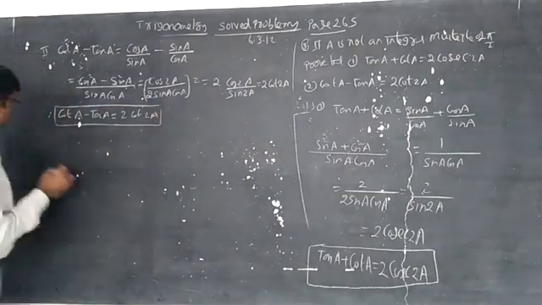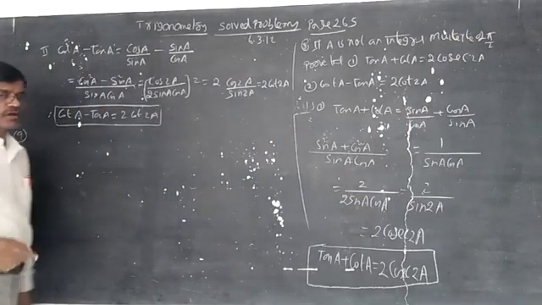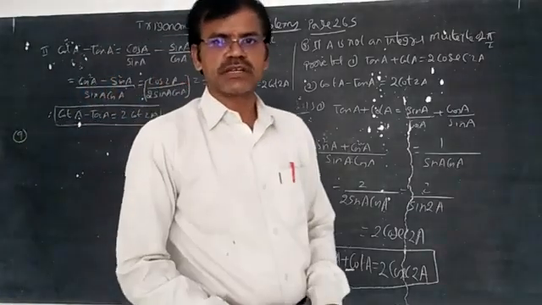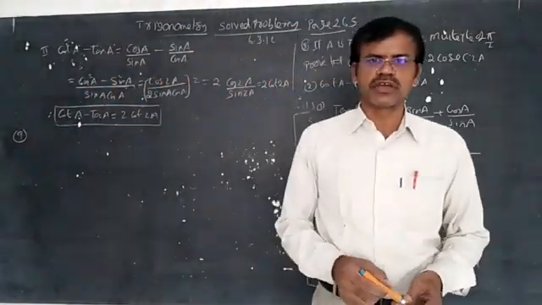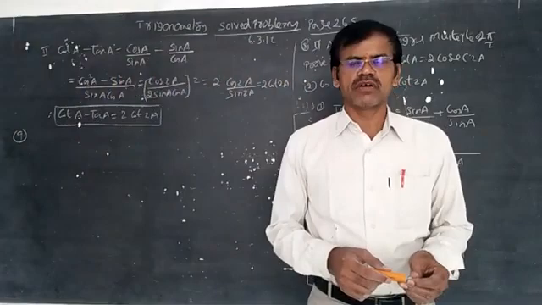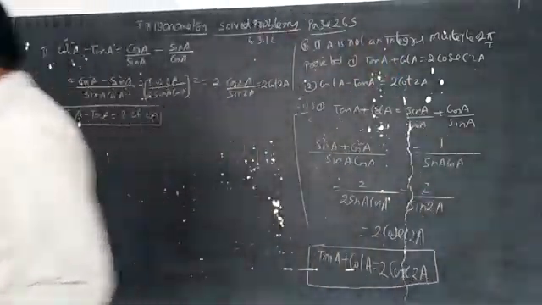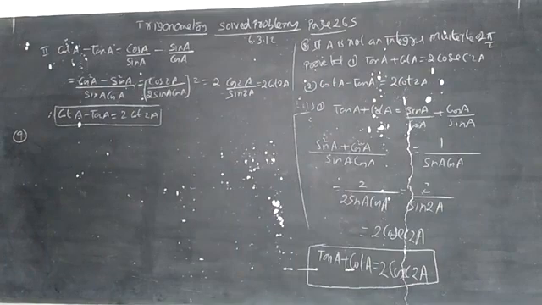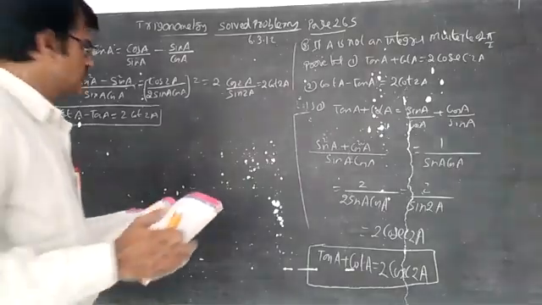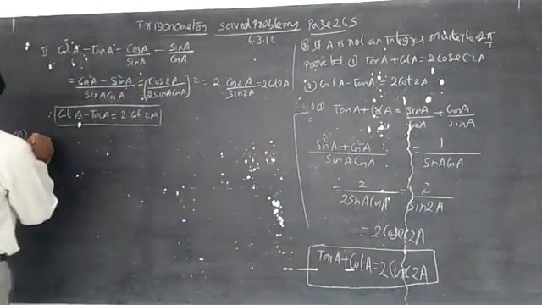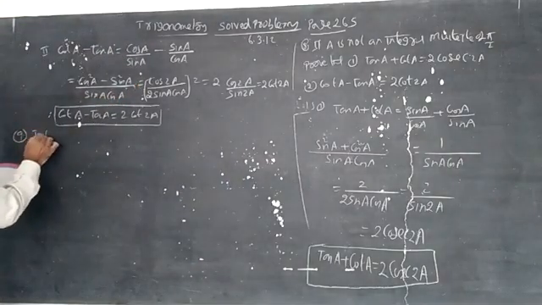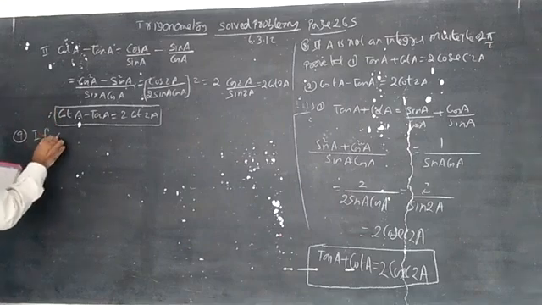This one also you should remember as a formula. Cot A plus tan A value is 2 cosecant 2A and cot A minus tan A value is 2 cot 2A. Now, the 9th question depends upon this formula. The 9th question is most important for MSET. For objective also, the 9th question is important.